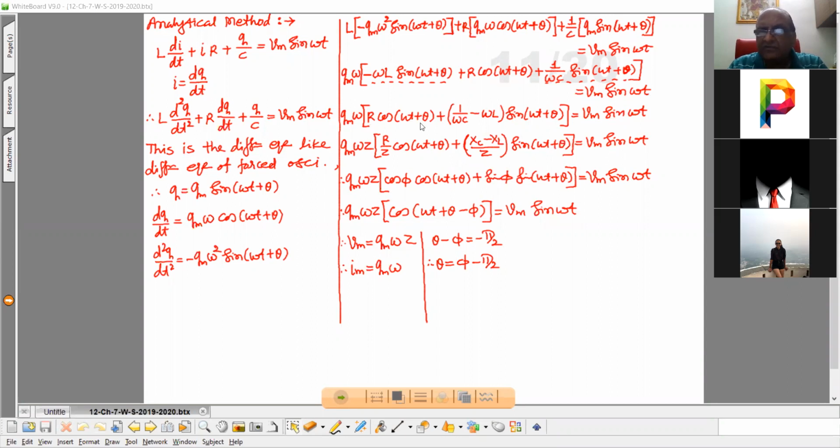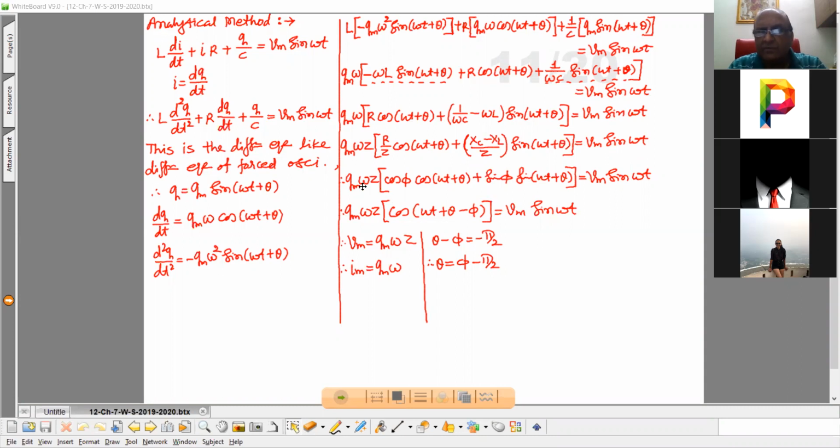Now, for this left-hand side, multiply and divide by Z. So here, multiplied by Z: Qm ω Z, divided by Z. So (R/Z) cos(ωt + θ), and here 1/ωC is XC and ωL is XL. So we can write (XC − XL)/Z sin(ωt + θ), and that is equal to Vm sin ωt.